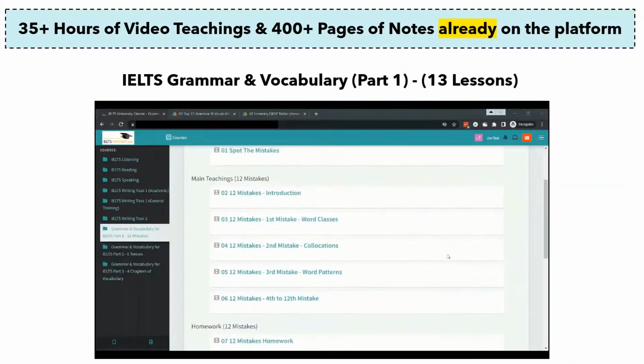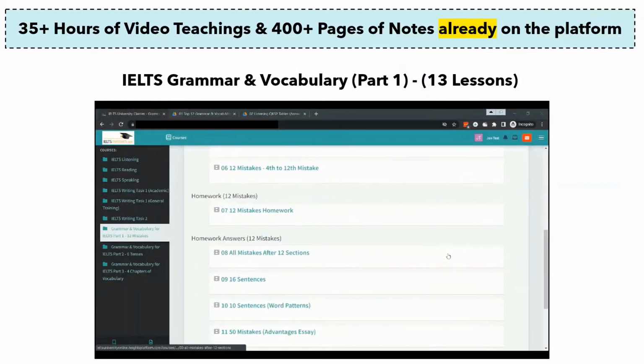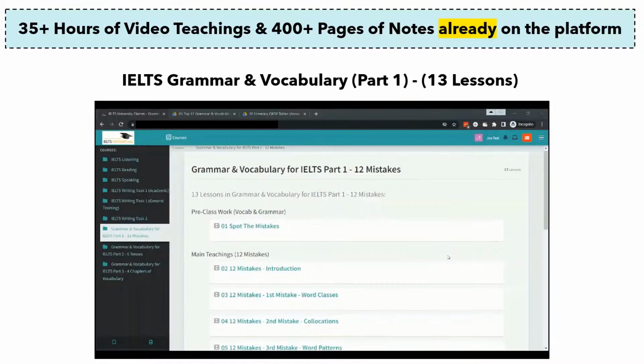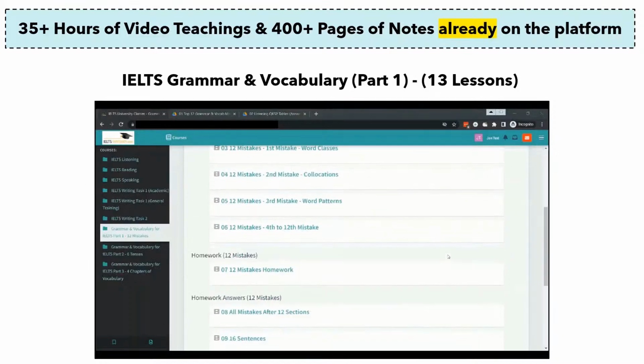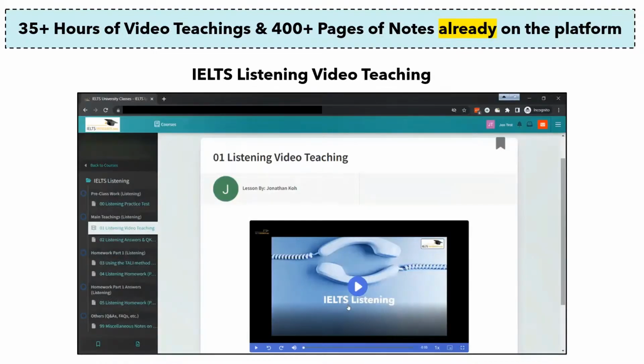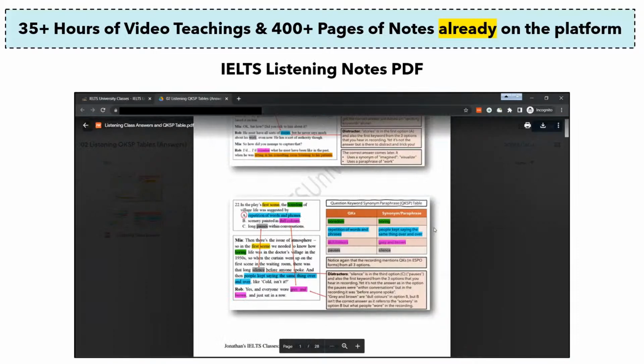So this is a GIF file just showing you, if you scroll down through the course or the lessons. This is an example of the teaching video. You just click on it and the video will play. These are the notes you can get online. All right, a lot of notes, a lot of materials. I'll give you the links to these notes.